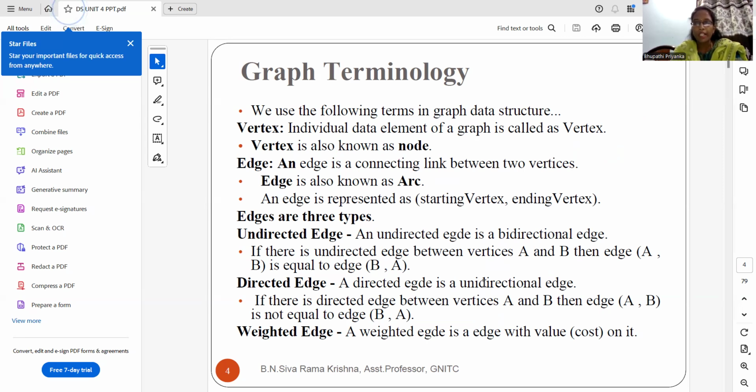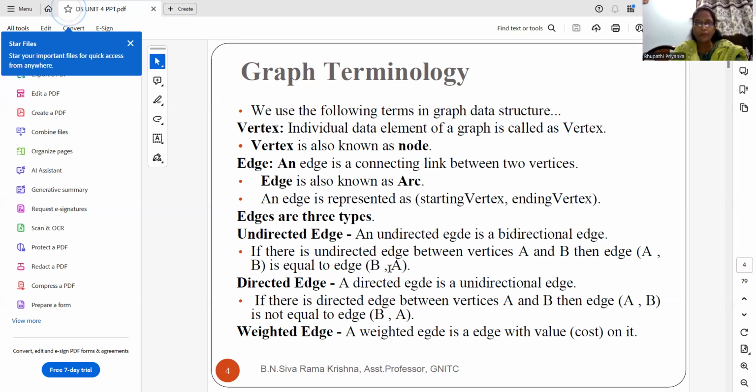We have many terminologies in graphs. We'll see them one by one. First one is vertex. Vertex is an individual data element of a graph. It is also called a node. Next, edge. What is an edge? An edge is nothing but a connection between two vertices. It is also defined as an arc. An edge can be represented by both a starting vertex as well as an ending vertex.